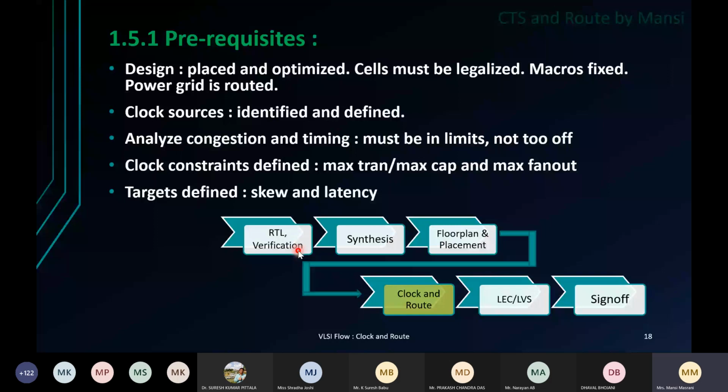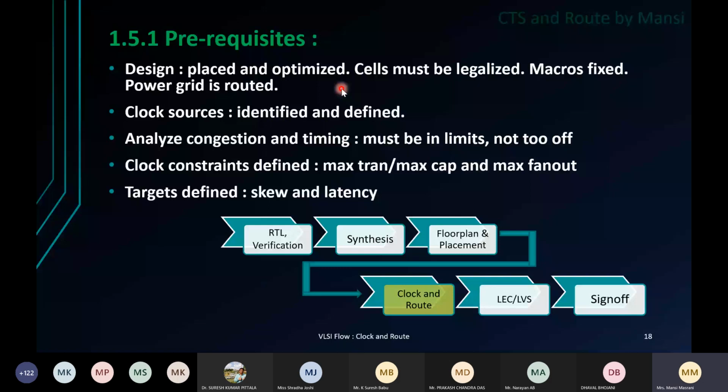Once you have that design pretty much ready for the clock tree CTS, then what we do is we identify the clock sources. What are the clock sources for the design? The clock port itself, or if you have a PLL inside your design, then the output of the PLL is the clock source. Then what you do is analyze congestion and timing.